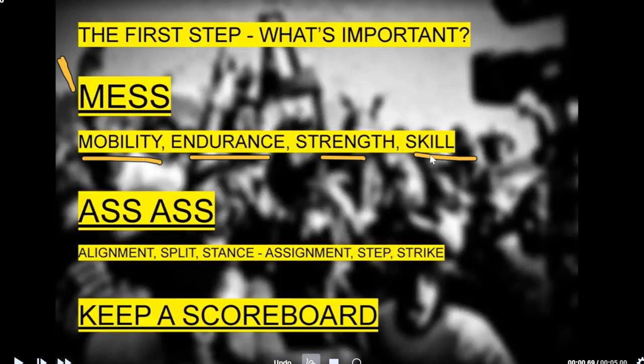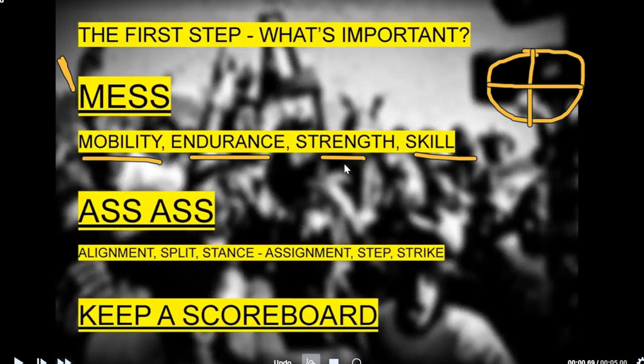So if you took this and it was a pie chart, we would want it to be just like this. Perfectly, we're flexible, we're spending 25% on our mobility, 25% on our endurance, 25% on our strength, and 25% on our skill.